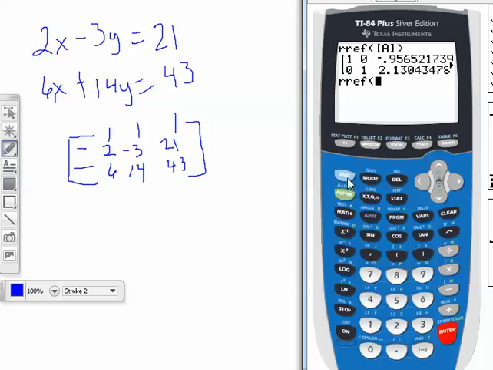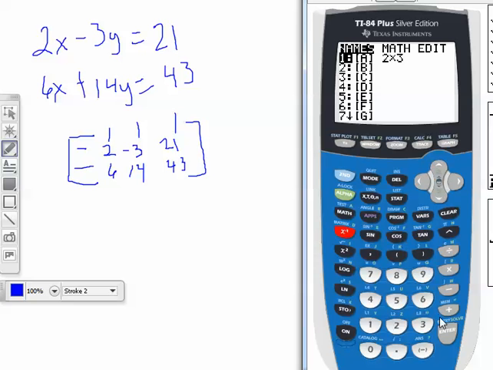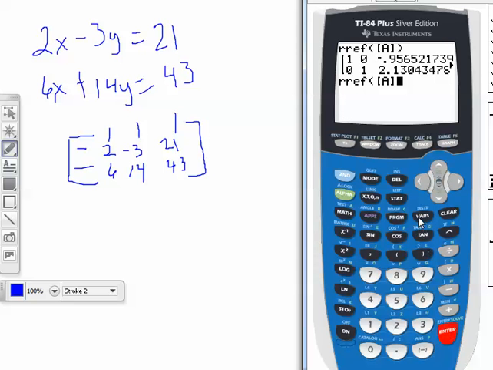And I'm going to stick that matrix in here. Second matrix, and it's matrix A. So I'm going to press enter for getting that one in there. Close my parentheses and hit enter. And it will solve it for me.